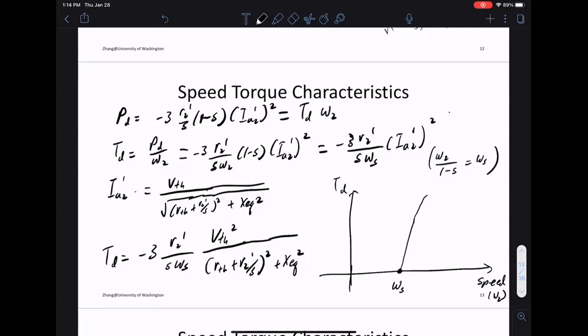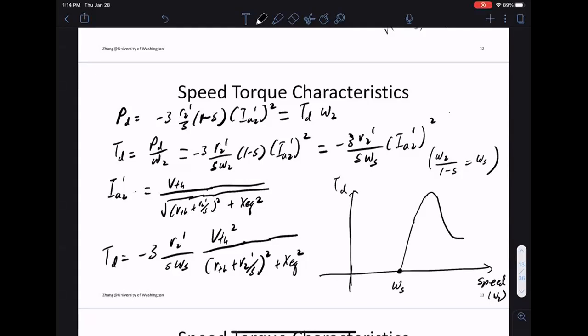Then as your speed increases past the synchronous speed, we pick up speed. But when you keep increasing the speed more and more, you have this 1 over S term. As S grows, 1 over S gets smaller, and this term will start to dominate. Then the speed torque relationship goes something like this.